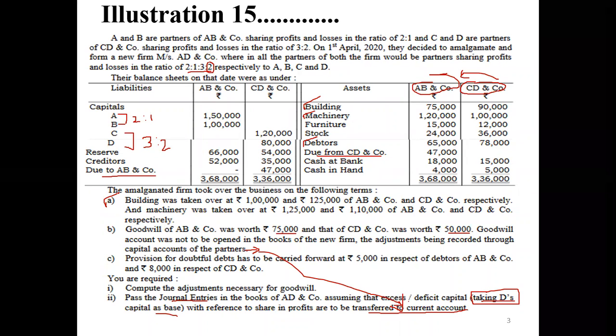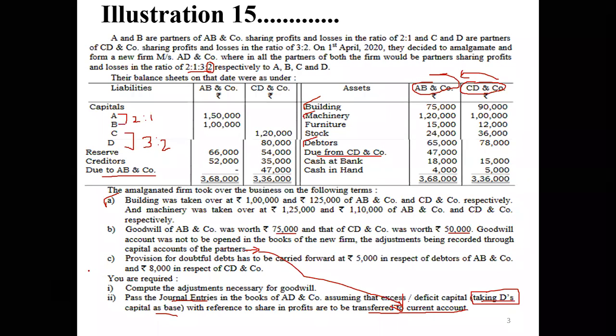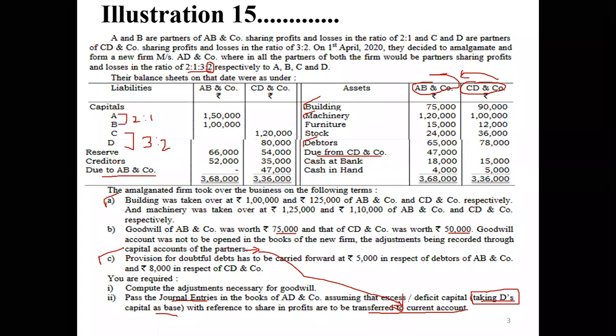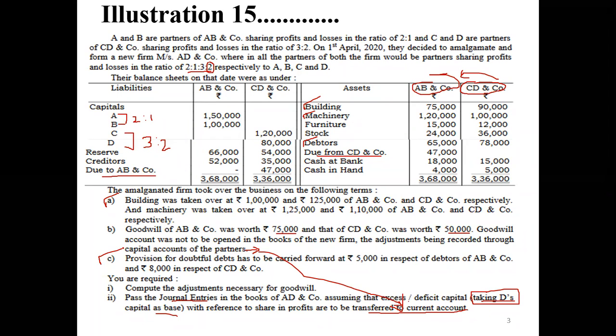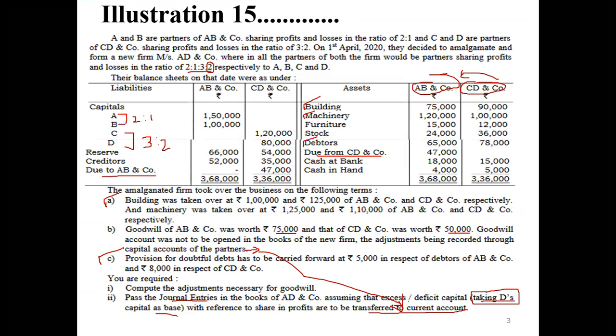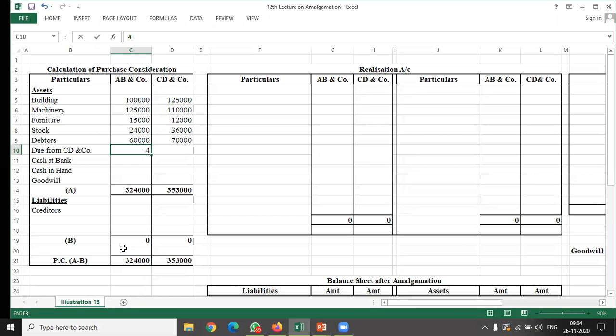Then we have debtors. On debtors we have adjustment number C, which says we have to make a provision for RDD, 5,000 for AB company concern and 8,000 in CD. So it will come to 60,000 and 70,000. Then due from CD company, it is only in the column of AB, 47,000, and here it will be dash. Okay.